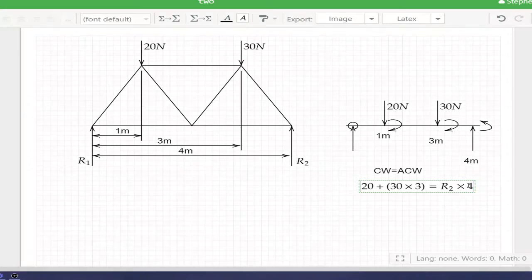Okay, so we'll just simplify that now, and we'll see where we get to.